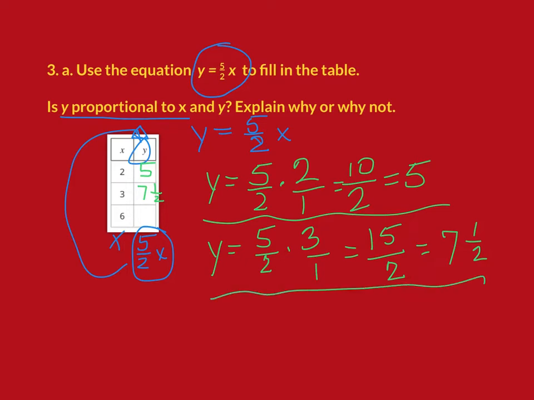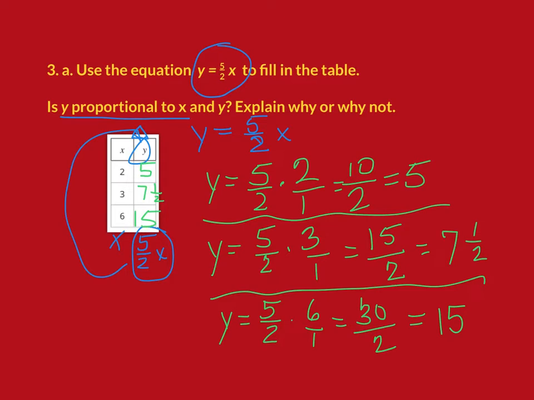And the last one, x is now equal to 6. So we've got y is equal to 5/2 times 6/1. Top with the top, bottom with the bottom, that gives us 30/2. Half of 30, of course, is 15. So the answer here is 15.